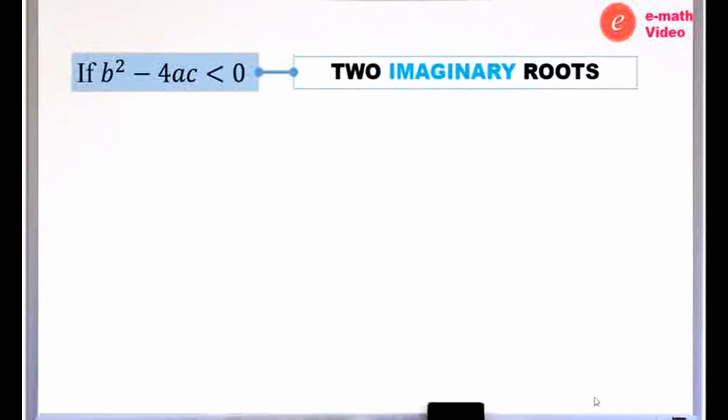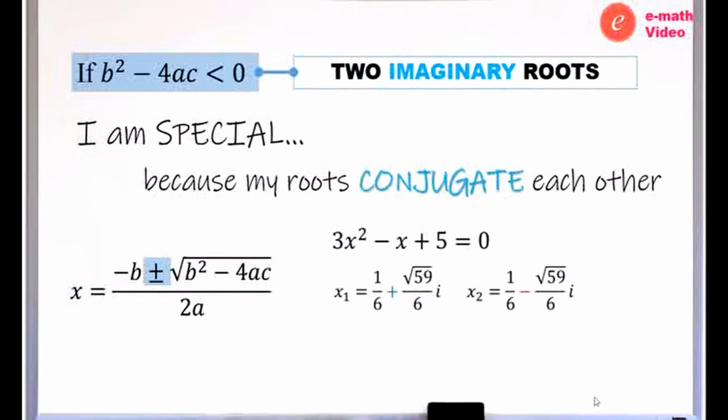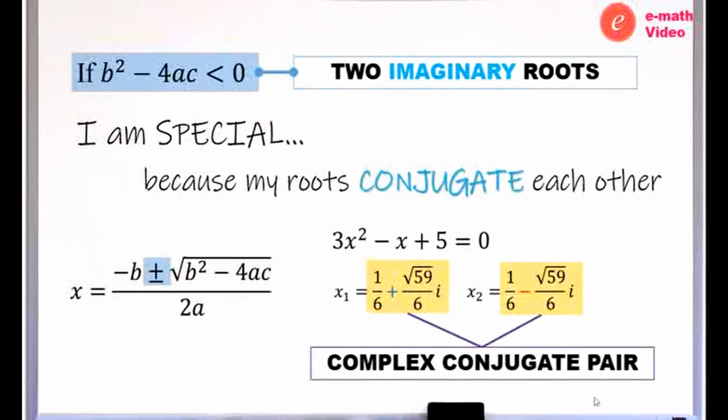The third case is actually a little bit special, because the roots are conjugates of each other. This is because of the plus minus sign in the formula. For example, in the question from earlier, x1 is 1 over 6 plus square root of 59 over 6 i, and x2 is 1 over 6 minus square root of 59 over 6 i. You can see they are complex conjugate pairs.